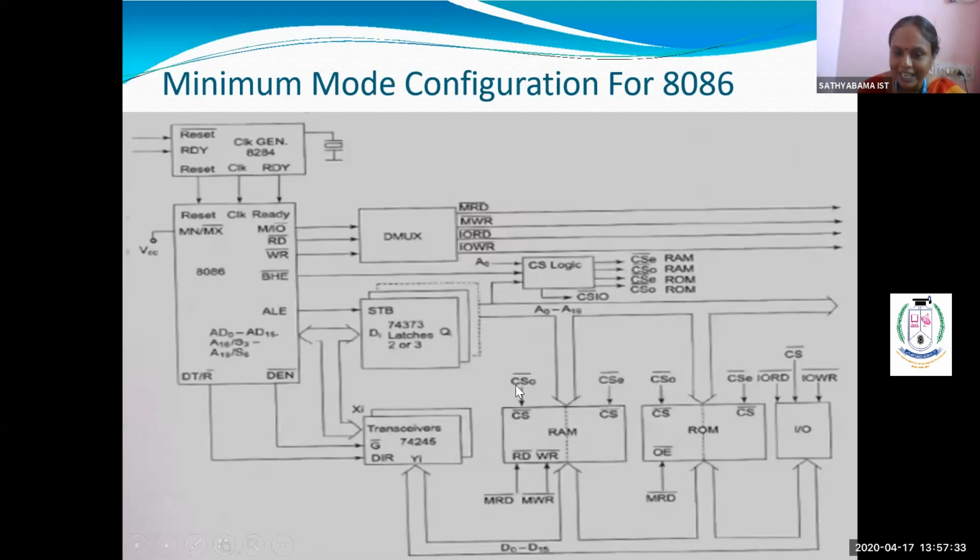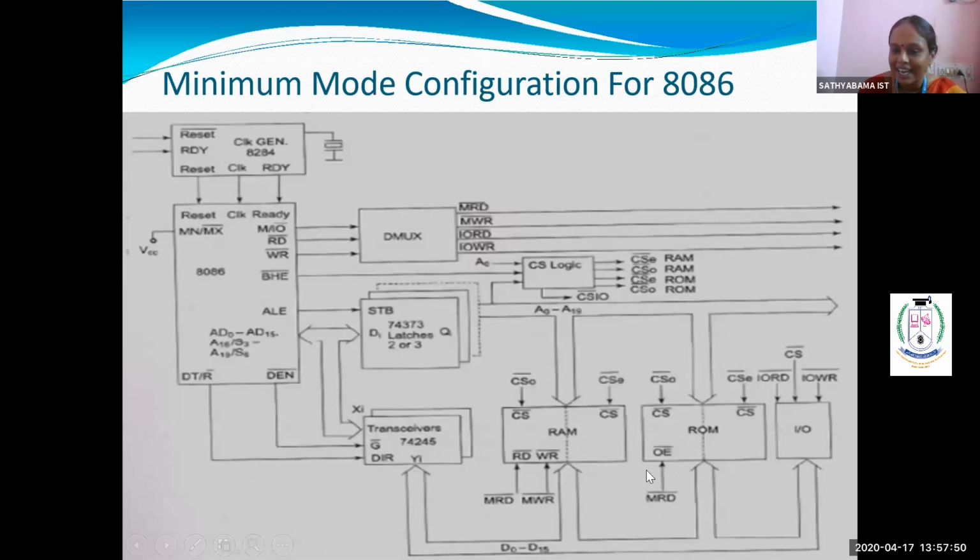Now you see chip select bar is given. Chip select bar even, chip select bar odd. First they have written for RAM. RAM means both read and write, so it is a memory operation. So we are giving memory read bar, memory write bar.